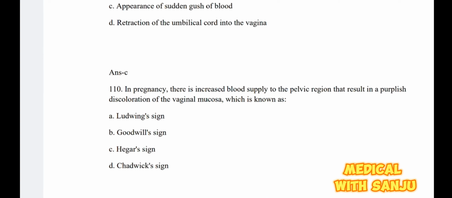Question number 110. In pregnancy, there is an increased blood supply to the pelvic region that results in a purple discoloration of the vaginal mucosa, which is known as option A, Larding sign, option B, Goodell sign, option C, Haggard sign, and option D, Chadwick sign. Which type of sign and symptoms occur during the pregnancy?